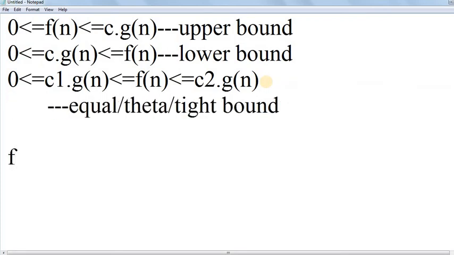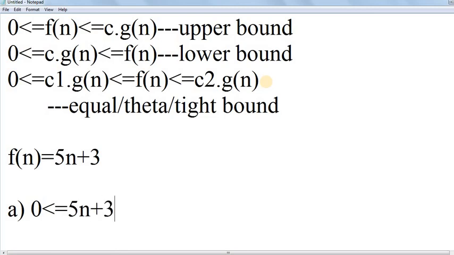Example, let us say we have been given f of n is equal to 5n plus 3. So question, what is the upper bound for f of n equal to 5n plus 3? Also they will ask you what is the worst case time complexity for f of n equal to 5n plus 3. So you can use this formula. Formula number 1 for upper bound, 0 less than or equal to, so instead of f of n, I will write my function 5n plus 3. This should be less than or equal to C into g of n.